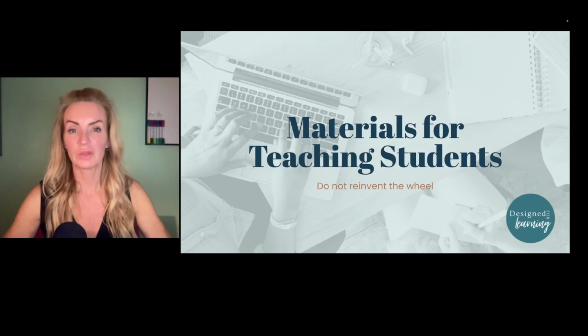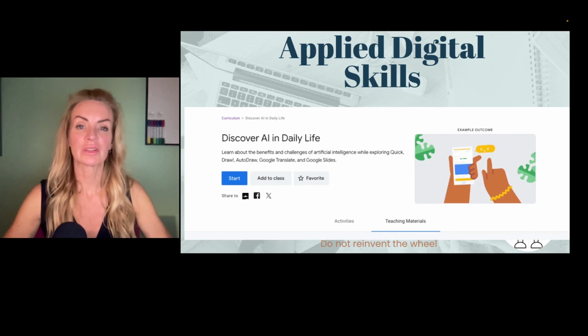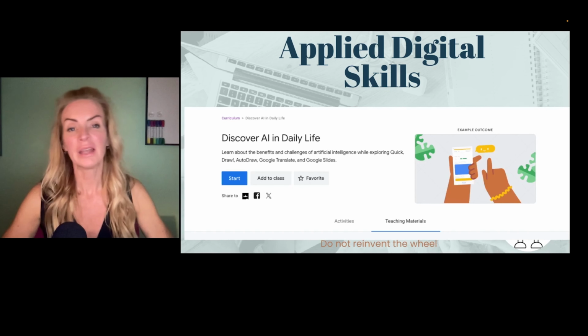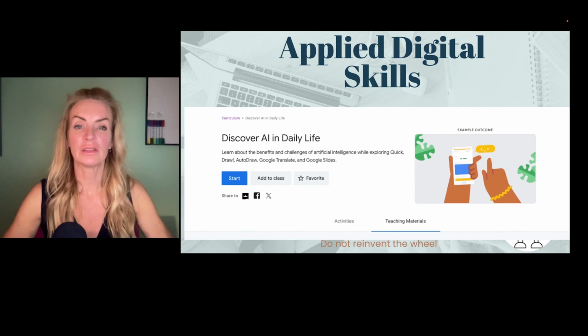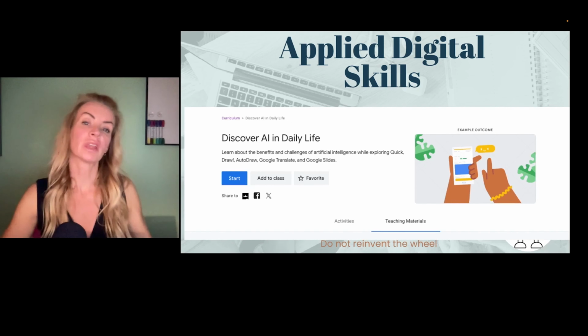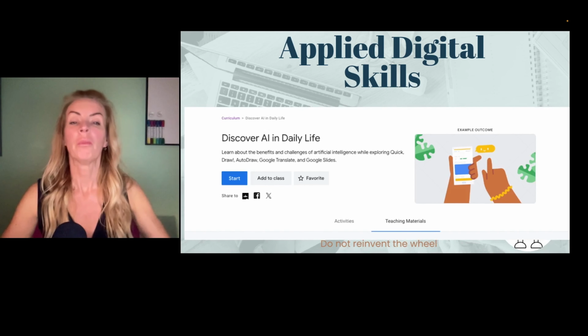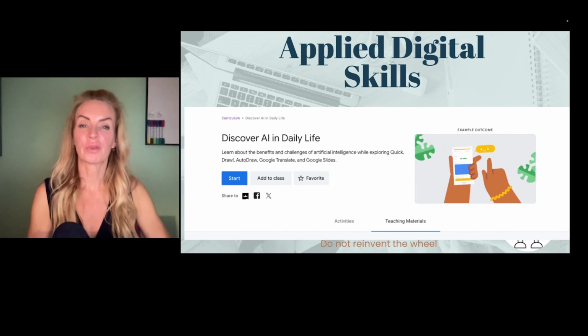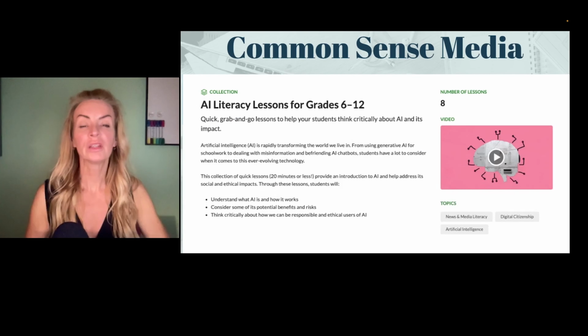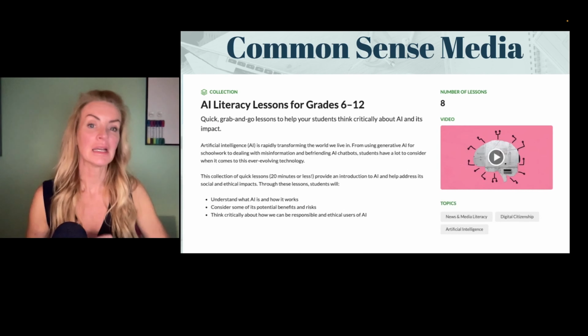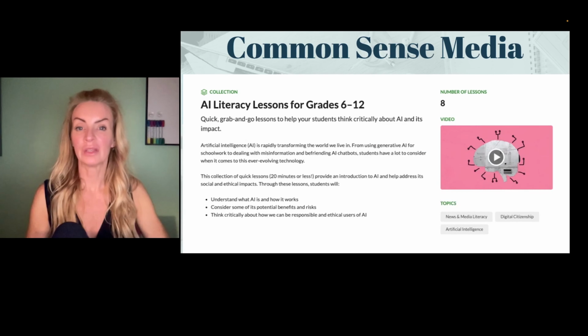So, materials for getting you started. There are two different types of materials that I like for getting students started learning about artificial intelligence. The Applied Digital Skills module on introducing artificial intelligence with students, Discovering AI in Daily Life, is a nice little module. It's great for a flipped lesson. You definitely want to follow this up with your students by continuing to have further conversations. But I really, really like the Common Sense Media 8 lesson unit on AI literacy.